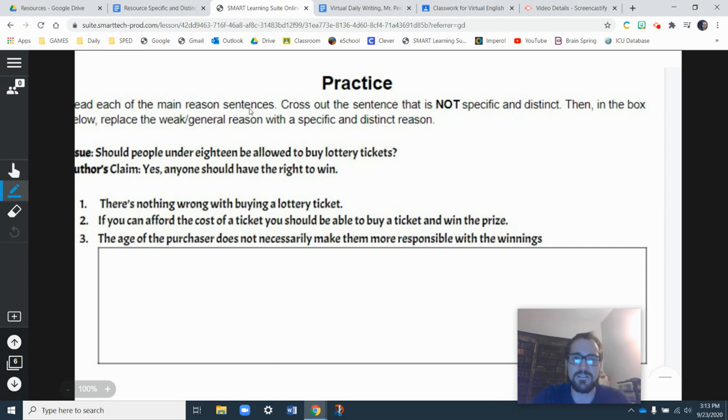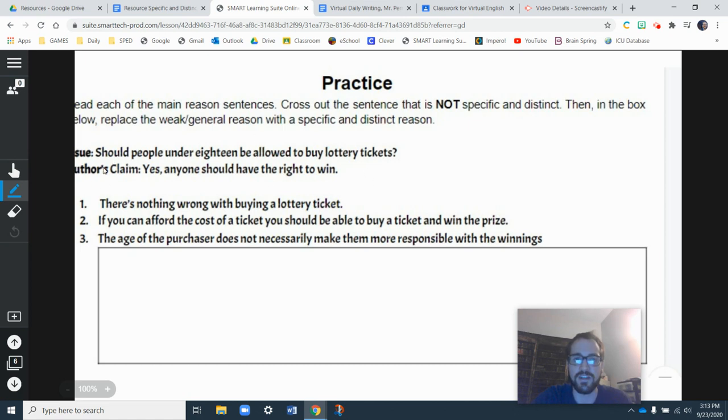Read each of the main reason sentences. Cross out the sentence that is not specific and distinct. Then, in the box below, replace that weak general reason with a specific and distinct one.